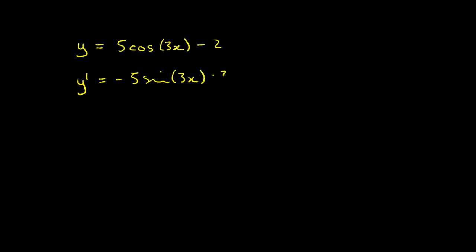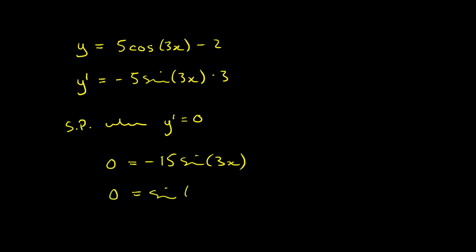How could we use differentiation? Finding the lowest point is the same thing as finding a stationary point. So if we've got 5 cos 3x minus 2, we differentiate that, so we get y prime is equal to negative 5 sine 3x, and then we'd have to times it by 3. If we differentiate negative 2, we get 0. And we've got a stationary point, which is a minimum, when y prime is equal to 0. So we're trying to solve 0 is equal to negative 15 sine 3x, which is the same thing as trying to solve 0 is equal to sine 3x.